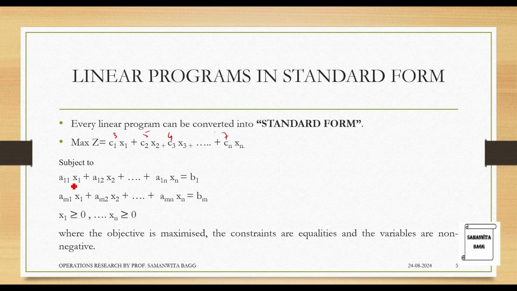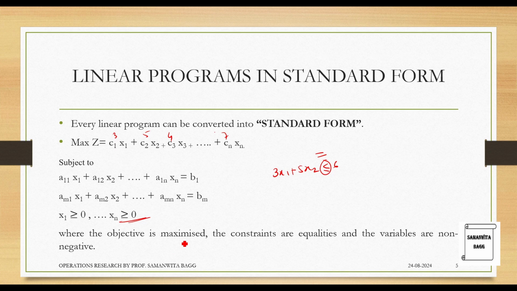Subject to constraints A11x1 plus A12x2 up to A1nxn is equal to B1. This is the constraint as I was telling you, like 3x1 plus 5x2 less than or equal to 6. Now here what I have written is an inequality. Suppose you have an equal to sign over here, then that will be in the standard form. So these are two constraints in the standard form. And always these variables x1, x2, x3 up to xn have to be greater than or equal to 0.